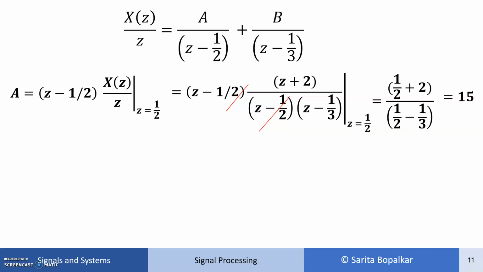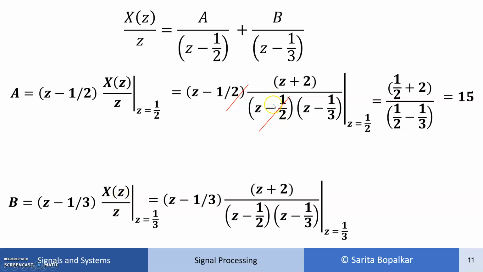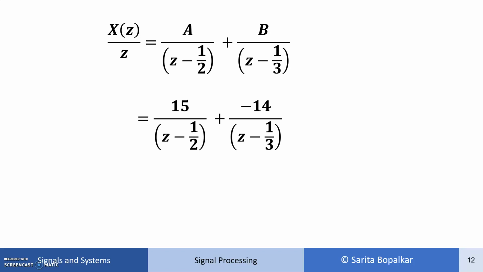Similarly for B, instead of z minus 1/2, we use z minus 1/3 and z equal to 1/3. Multiply X(z) upon z by z minus 1/3, this z minus 1/3 will get cancelled, and put z equal to 1/3 and you will get minus 14. So A is 15 and B is minus 14. Let's put in A and B.